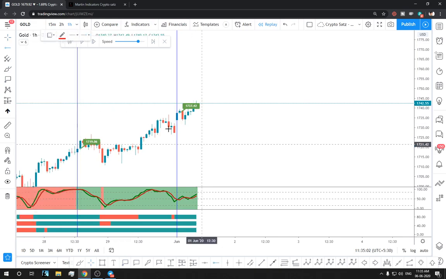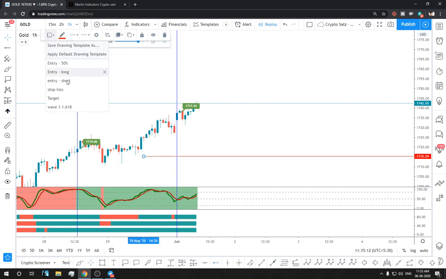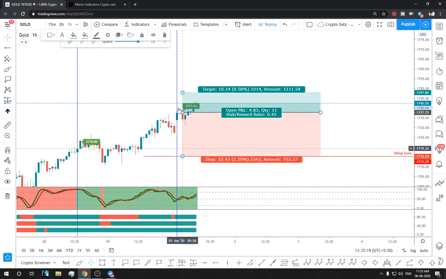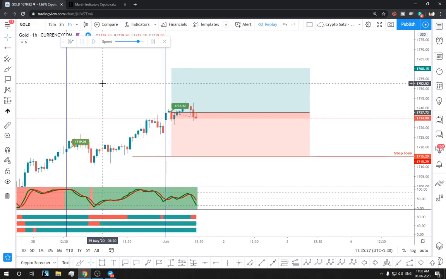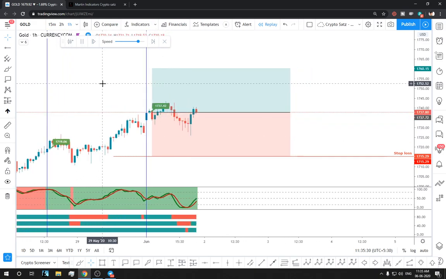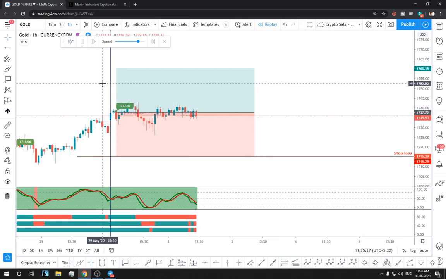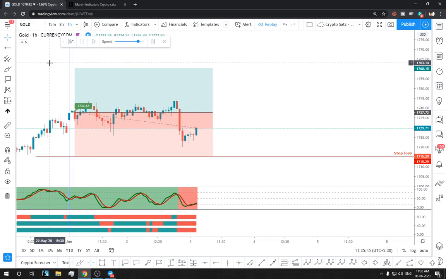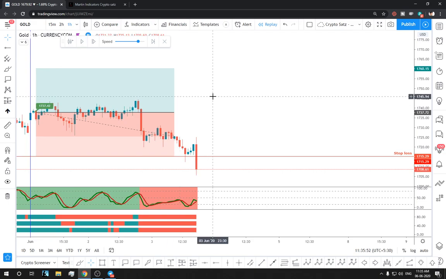So our previous structure, this was a nice support to the naked eye, but as the rule says, we're gonna take this as a stop loss. Let's see. This was a stop hit.